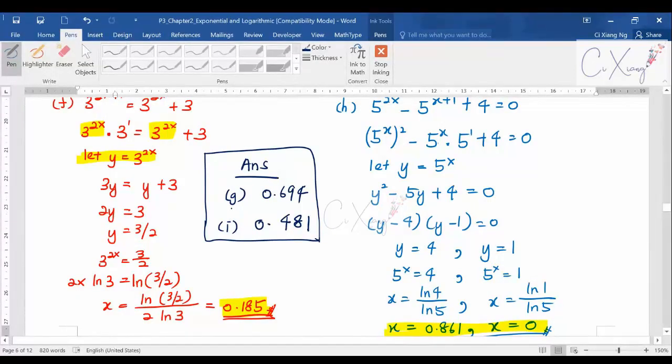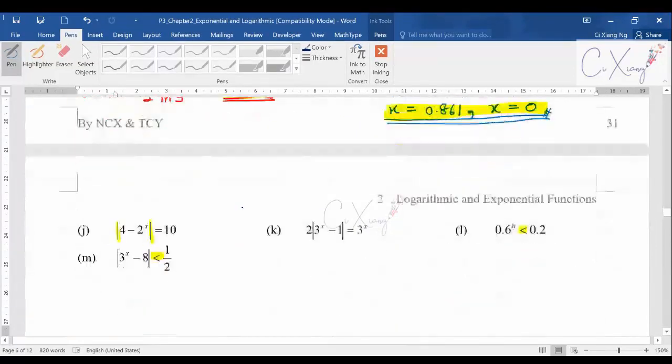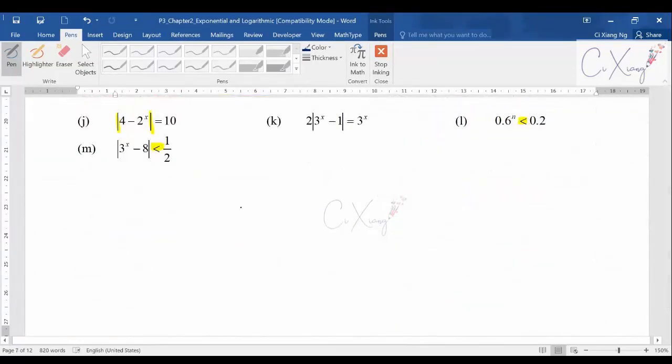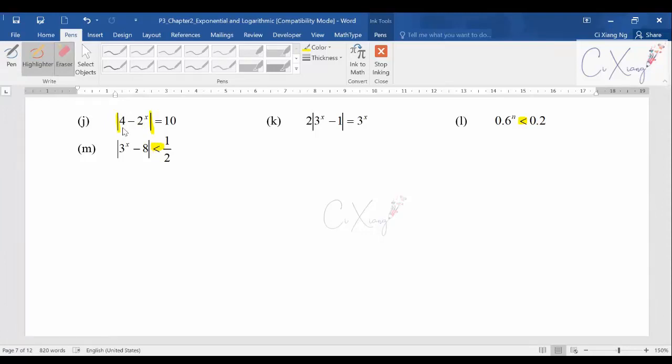So if no problem, then we'll proceed to the third pattern. For the third pattern, generally I group all the modulus function and also the inequality together. So if you're having a modulus function, then what you need to do is just make sure that you apply the modulus function rule.